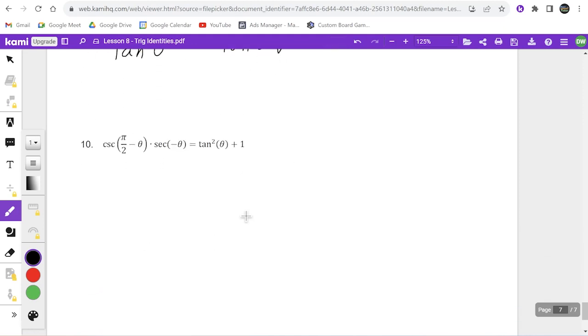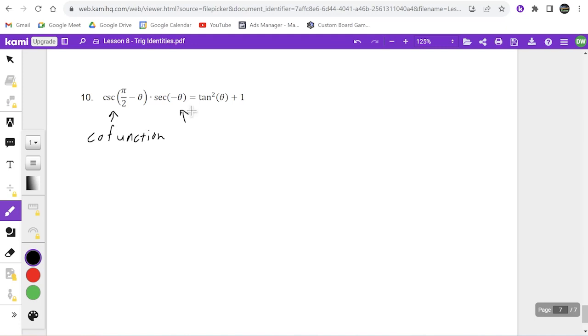Okay then, the last problem, number 10. Cosecant of pi over 2 minus theta times secant of negative theta equals tangent squared theta plus 1. Here's what I say. First, I clearly have the cofunction identity here, and I clearly have the odd/even identity here, but secant is an even function. So that means that negative sign is just going to go away.